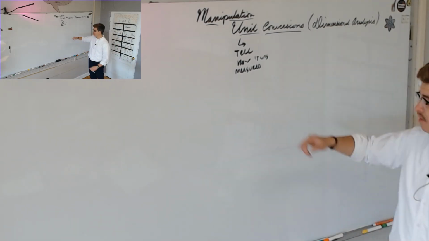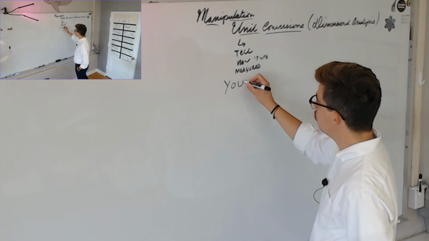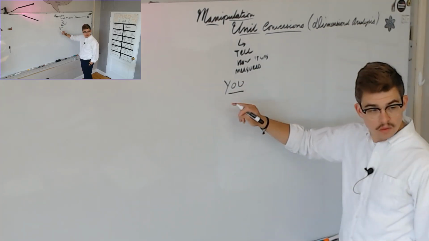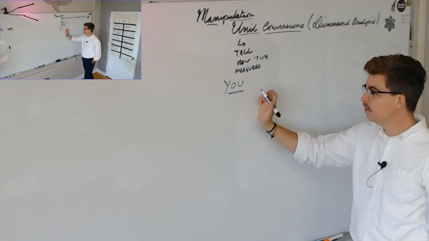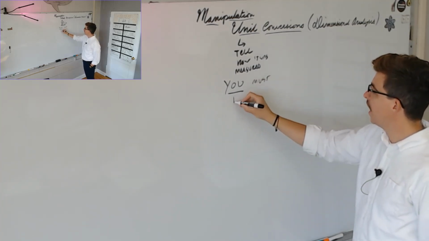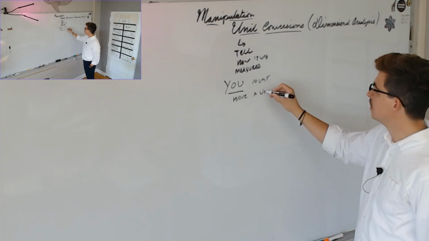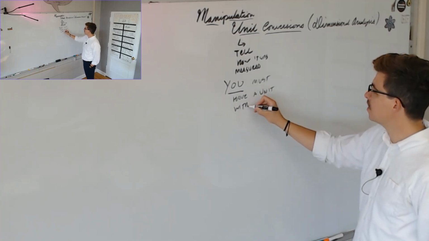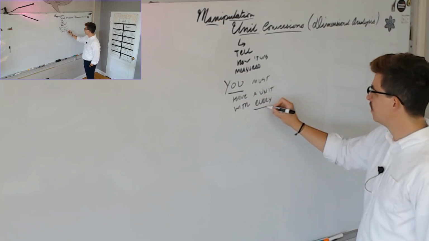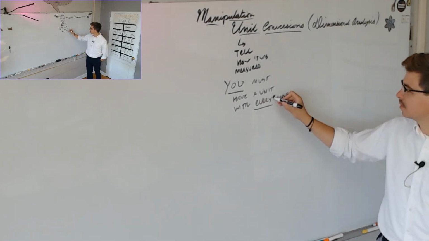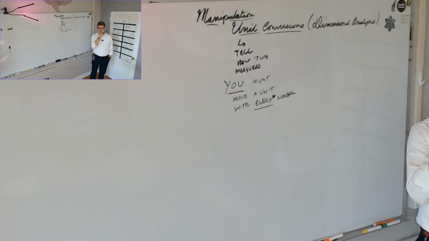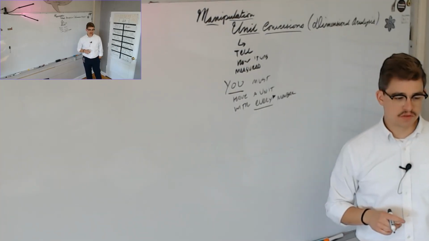You must, and I rarely put this on the board, each one of you, Brinley, Wes, Sage, all of you, must have a unit with every number. There are exceptions, so I'm going to put every with an asterisk. I've learned recently not to use absolutes where I shouldn't be using absolutes.